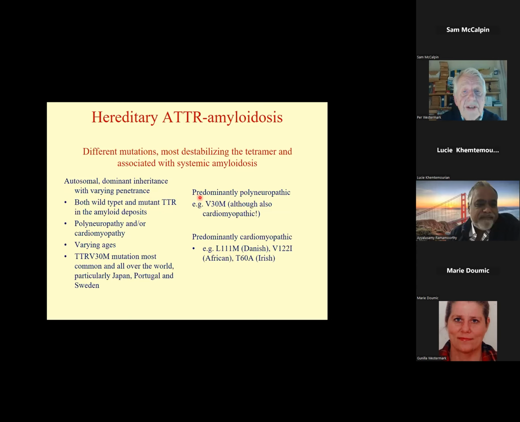And usually there is polyneuropathy and cardiomyopathy, but in different proportions, depending on patients and depending on the mutations. And it can also occur in varying ages. The most widely spread mutation causing amyloidosis in the TTR gene is with a substitution of methionine at position 30 from valine. And it occurs all over the world, and particularly in Japan, Portugal, and also Sweden, but also in other countries like United States and France and so on.